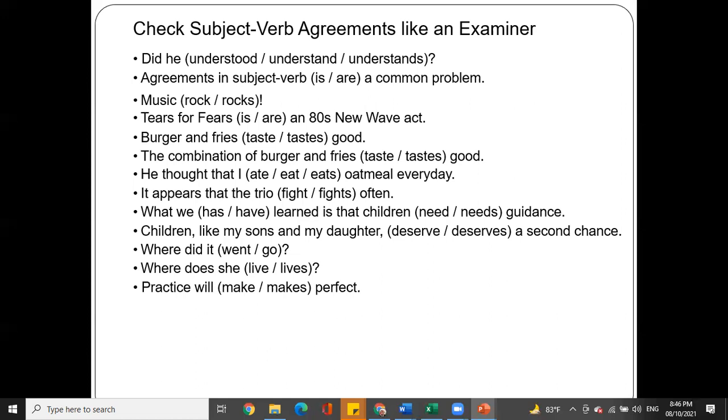Okay. Practice will make perfect. So practice is married to will, so all succeeding verbs should be in the base form. Practice will make perfect.